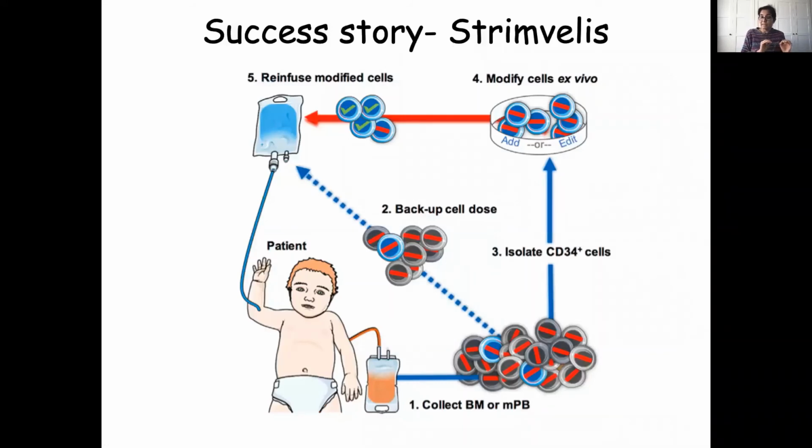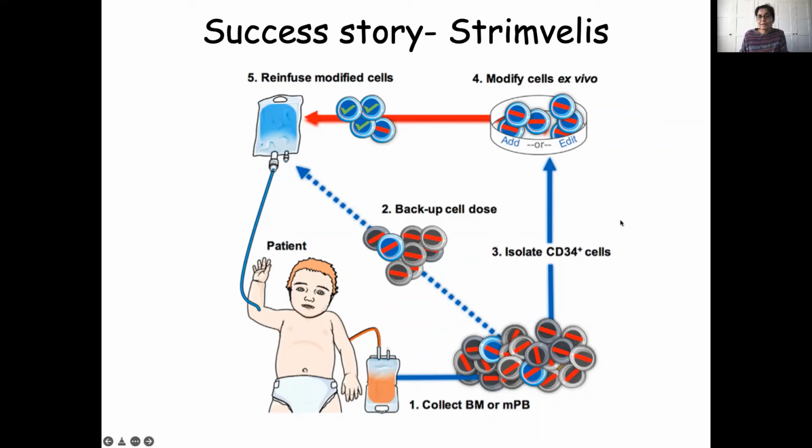Basically, as I mentioned before, can we replace that gene? And this is an example of ex vivo gene therapy, in the case of Strimvelis. So you can take patient cells from the bone marrow or from peripheral blood.